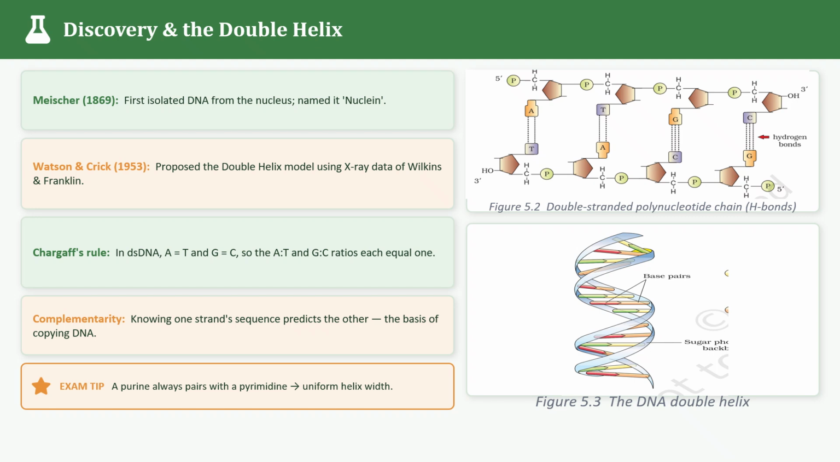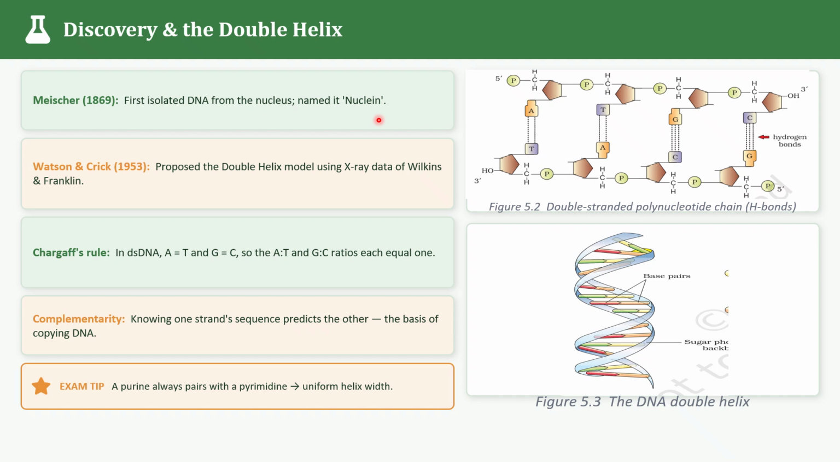So what happened in 1869? A Swiss scientist named Friedrich Miescher isolated a new acidic substance from the nuclei of white blood cells, WBC. Since it was found inside the nucleus, he called it nuclein. At the time, nobody knew that this molecule carried the hereditary information.